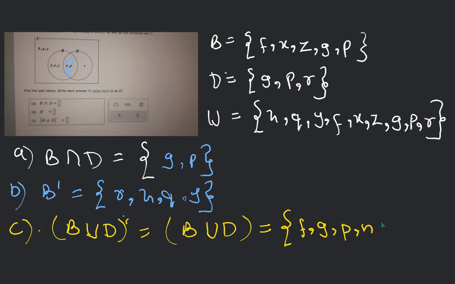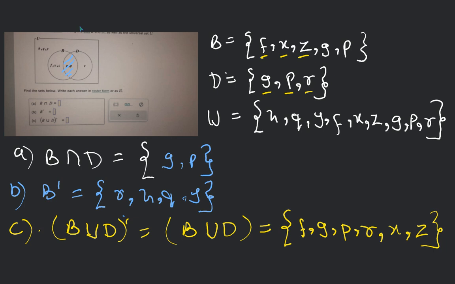Where is N? There's no such N over here. So it's F, G, P, R, X, and Z. The elements which are there in both sets, but they should not get repeated. So F, G, P, R, X, and Z. G and P are again getting repeated, so we'll not write that.